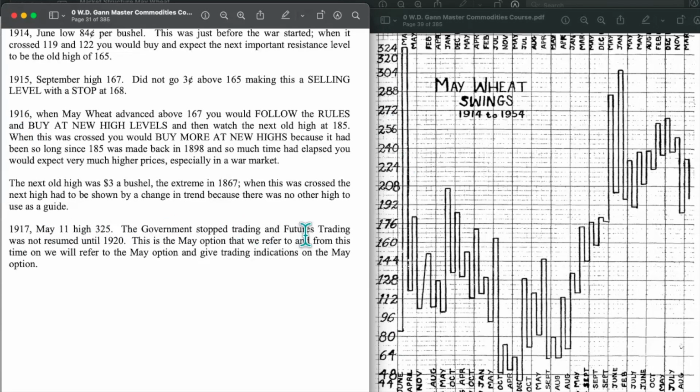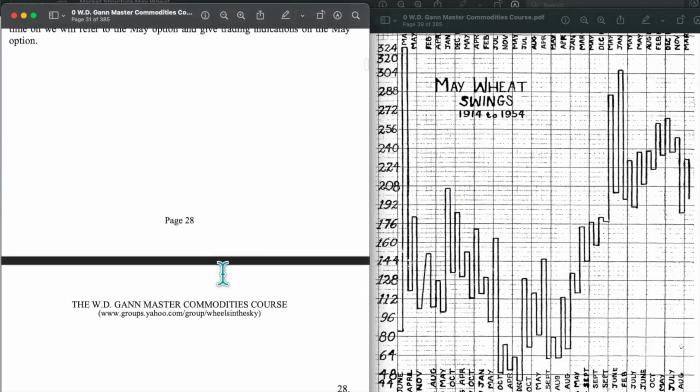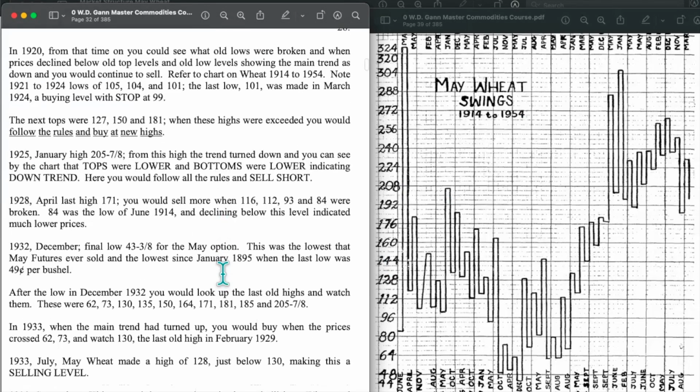The government stopped trading and futures trading was not resumed until 1920. This is the May option that we refer to, and from this time on we'll refer to the May option and give trading indications on the May option. So all this chart is of May options only. From 1920, you would see that old lows were broken, and when prices declined below old bottom levels, showing the main trend as down, you would continue to sell. Refer to the chart on wheat 1914 to 1954.